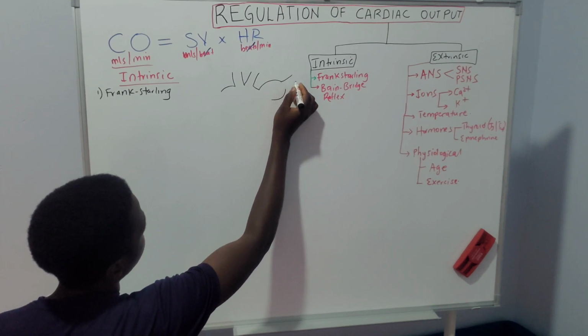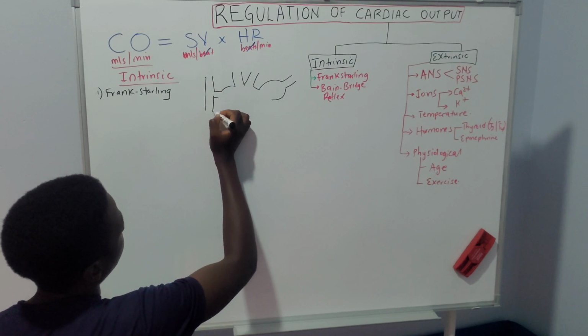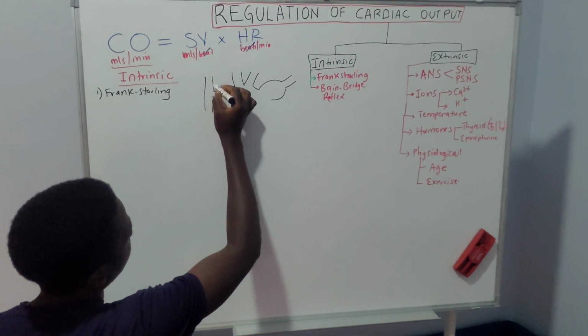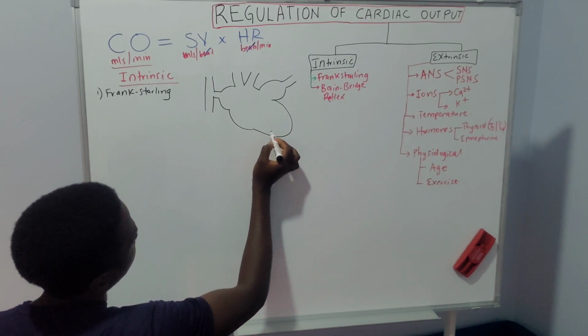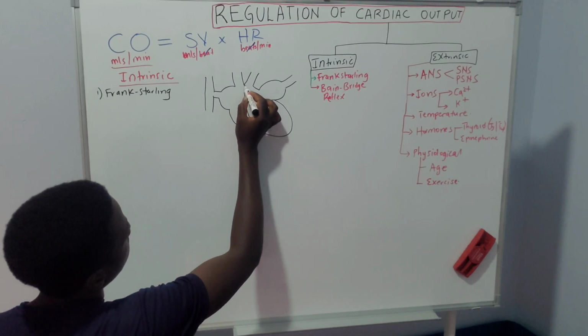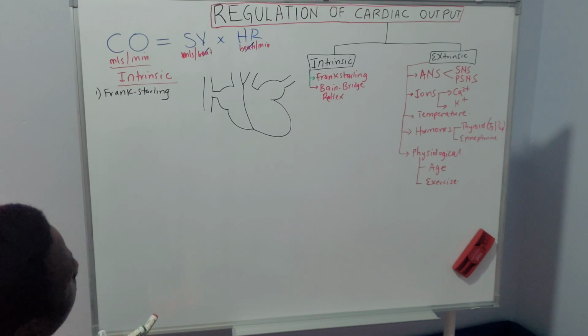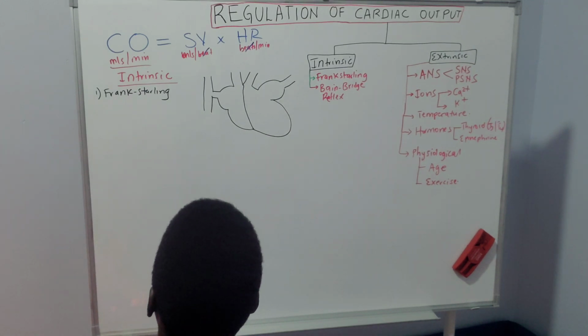This is our pulmonary veins, and then obviously we have our superior and inferior vena cava, and then we have our right and left ventricles. Okay, so this will help me explain some changes. So what does Frank-Starling mechanism refer to?